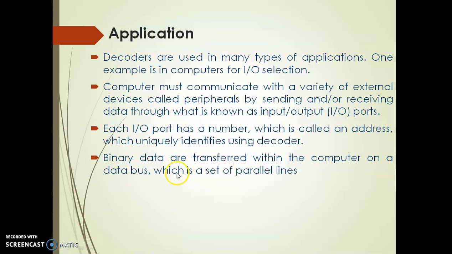Decoders are used in many types of applications. One example is I/O selection in a computer. A computer must communicate with a variety of external devices called peripherals by sending and receiving data through input and output ports. Each I/O port has a number called an address, which is uniquely identified using the decoder. Binary data are transferred within the computer on a data bus, which is a set of parallel lines.